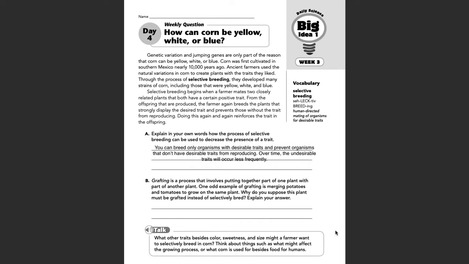Okay. And B, grafting is a process that involves putting together part of one plant with part of another plant. One odd example of grafting is merging potatoes and tomatoes to grow on the same plant. Why do you suppose this plant must be grafted instead of selectively bred?